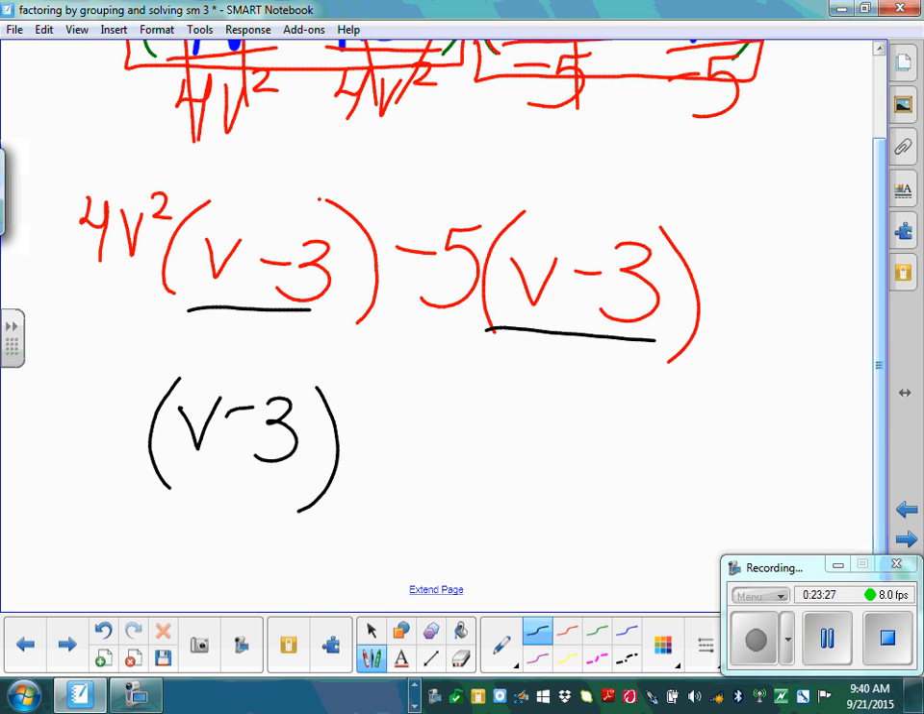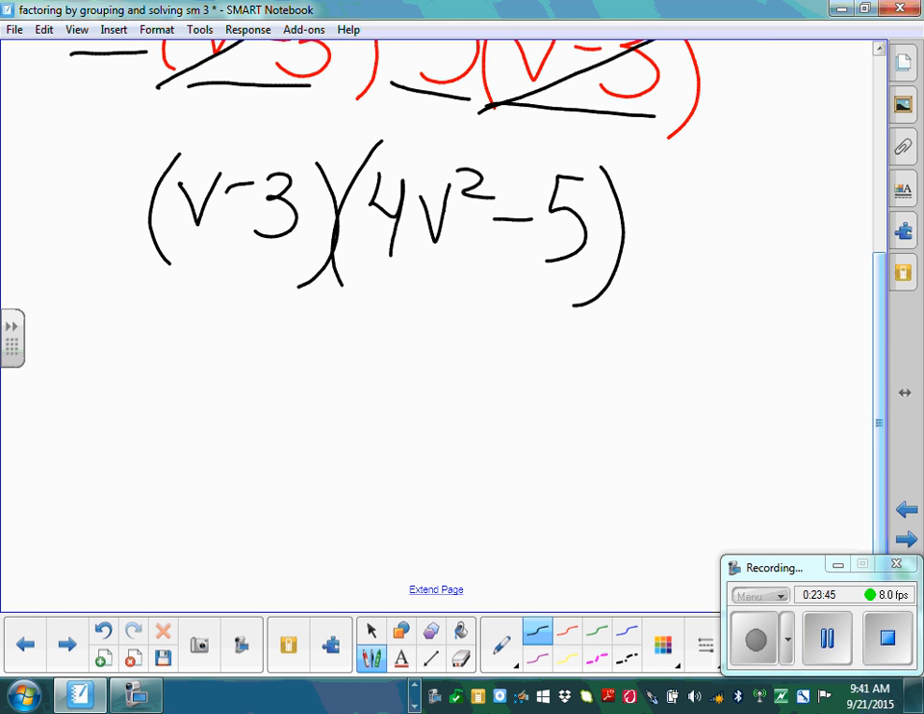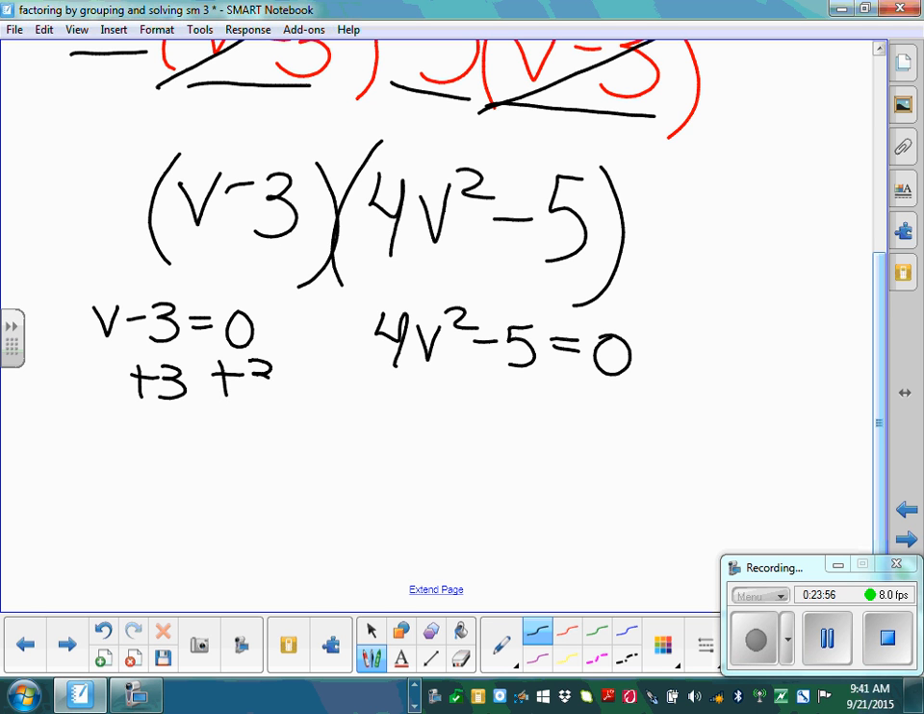Now when you pulled it out, it divided out. That left you with 4b squared minus 5. Is everybody following? Now we'll set our factors equal to 0 and solve. So v minus 3 is equal to 0. 4b squared minus 5 is equal to 0. And then we'll solve for v in each case. So I'm going to add 3. v is equal to 3. There's one of our answers.